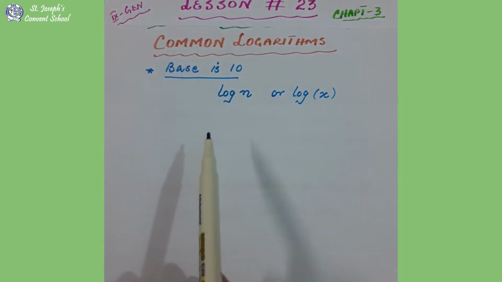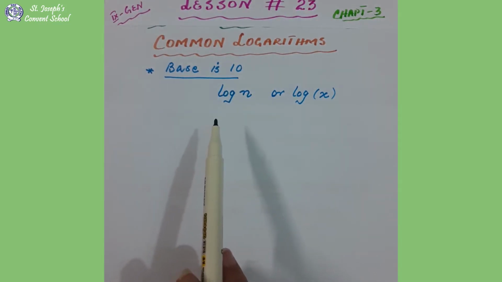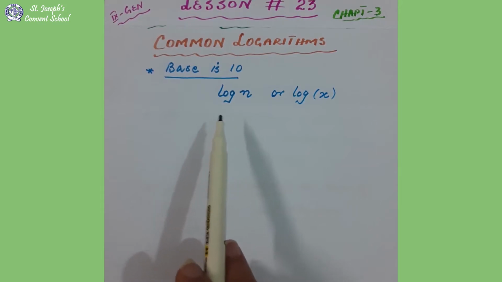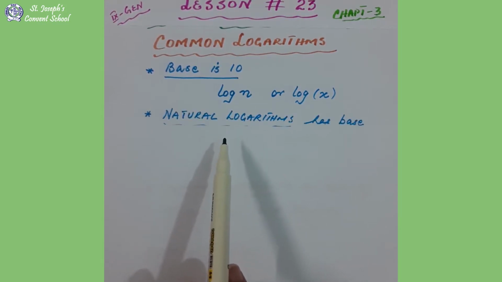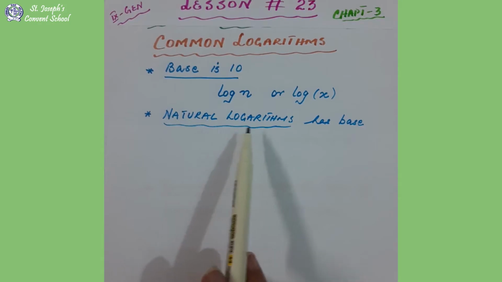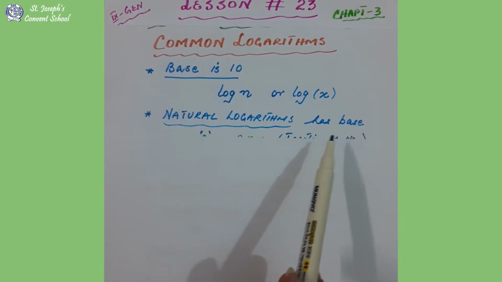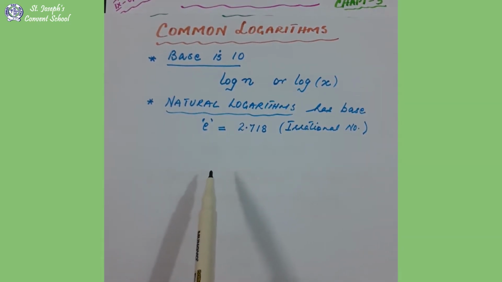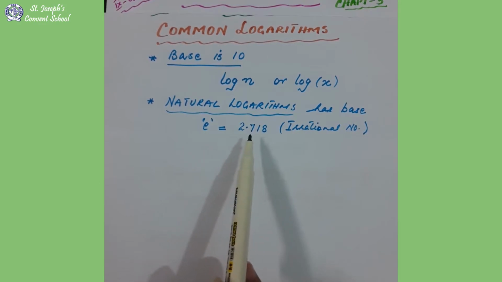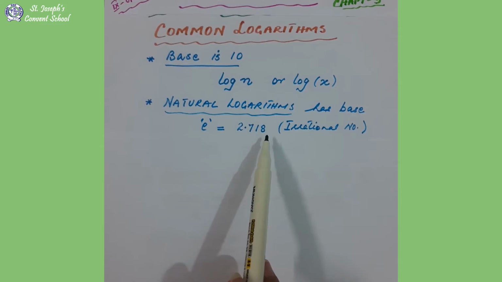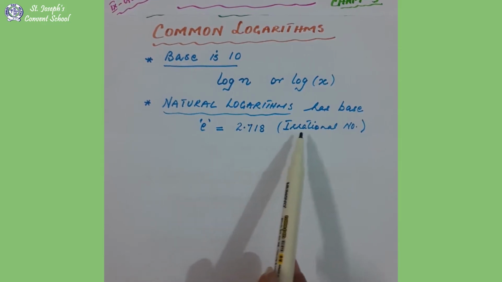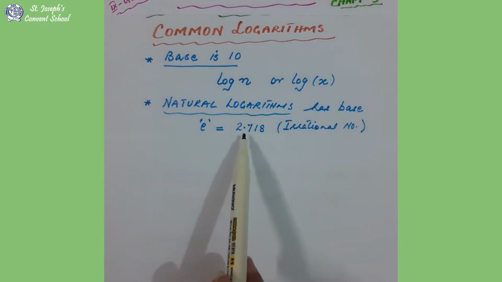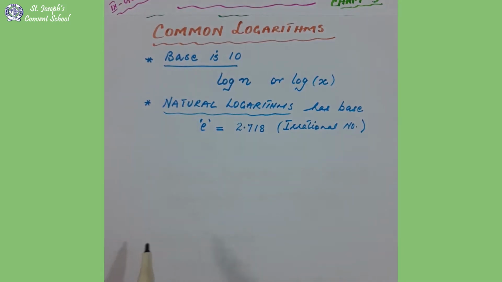Now there is another type of logarithm also, that is the natural logarithm, and in natural logarithm the base is changed. Natural logarithm has base e. The base of natural logarithm is e, and the value of e is fixed. It is 2.718, and this is an irrational number.